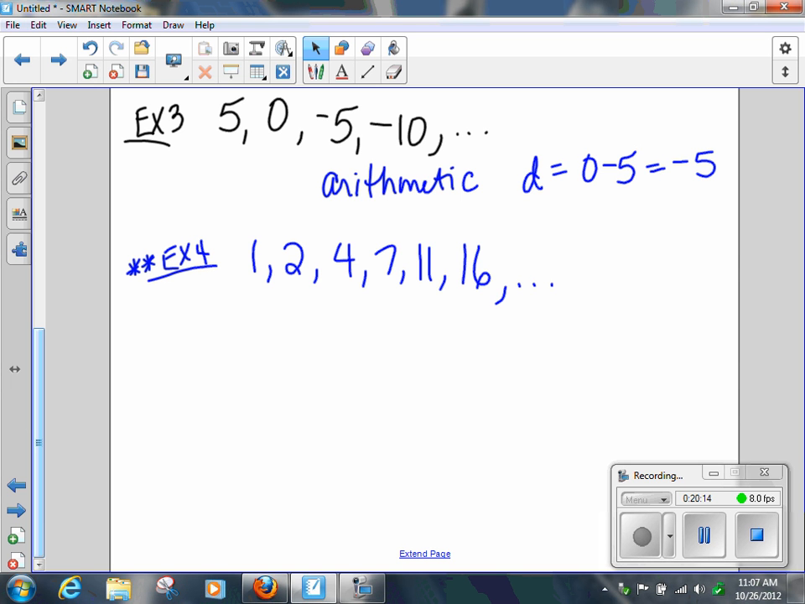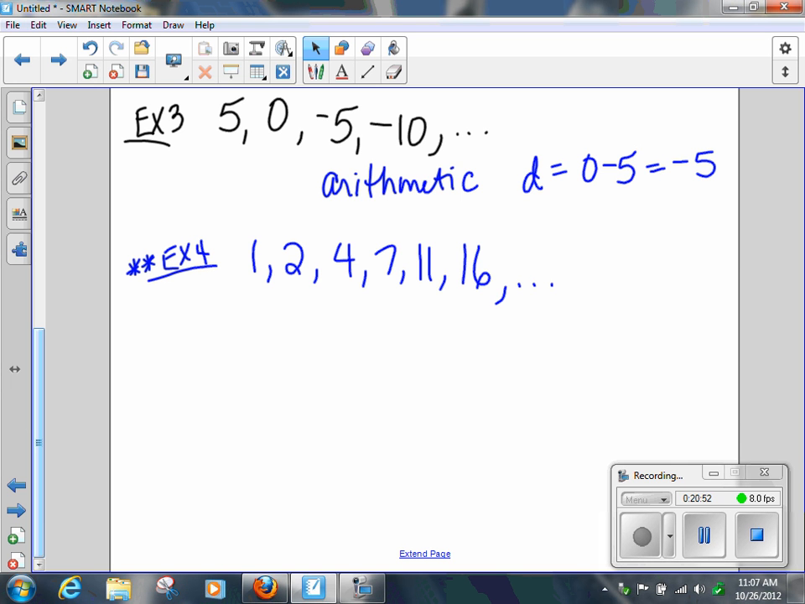1, 2, 4, 7, 11, 16. What's it doing? What's it doing? It added 1 to 1 to get 2. Added 2 to 2 to get 4. It added what, 3? It added 3 to 4 to get 7. It's going to add 7 plus 4 to get 11. 11 plus 5 to get 16.